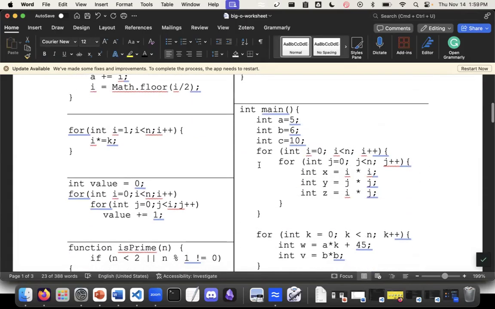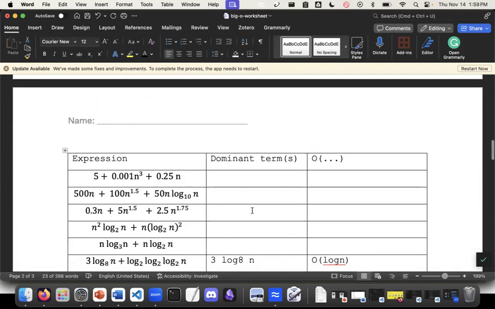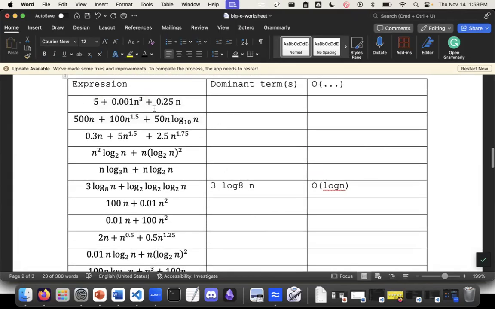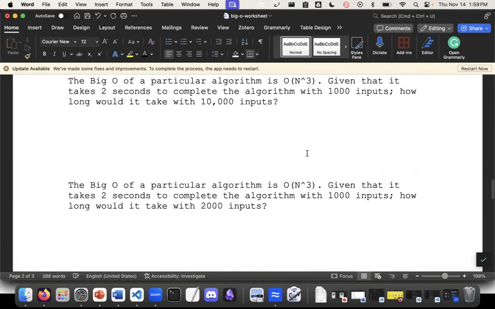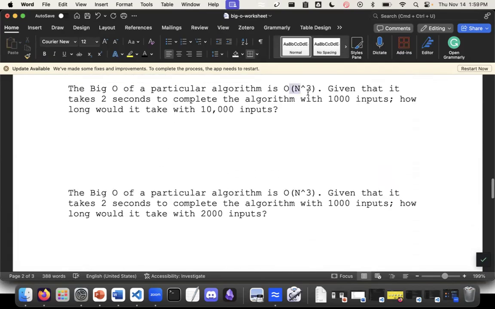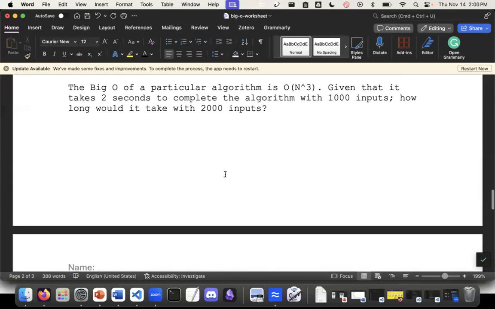And that's the whole first page. And then the second page is a bunch more of these to say what's the dominant term and then what's the big O. And then I have two questions where I've got an algorithm that is big O of n cubed. It takes 2 seconds to do this many inputs. How long does it take with this many inputs? So you'll have to bring out your algebra skills and get that done. All right, any questions?